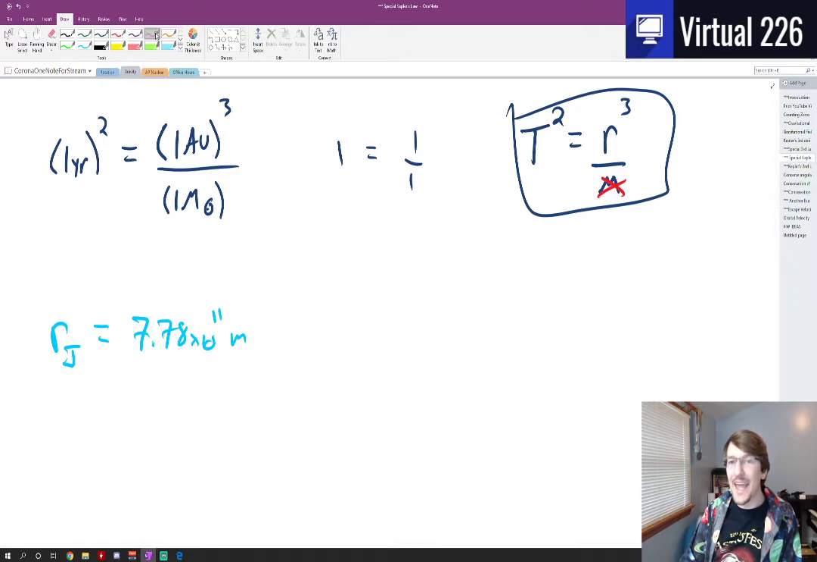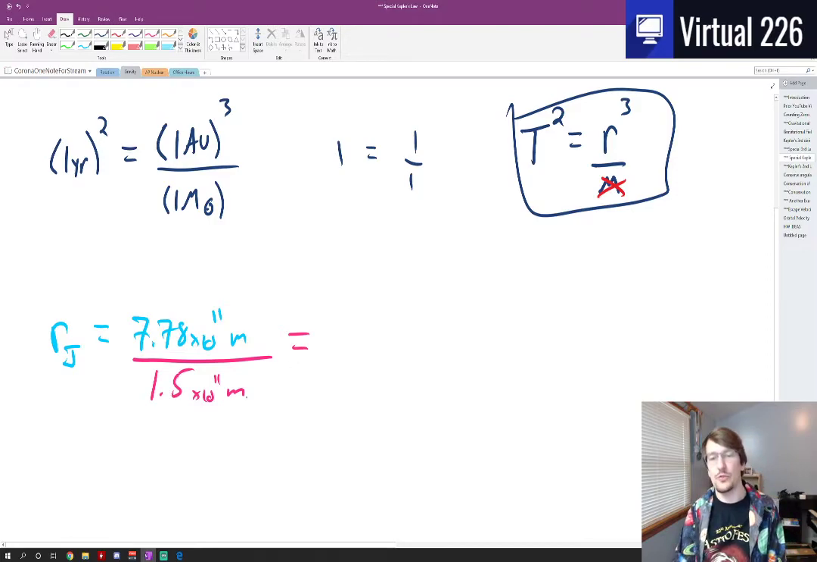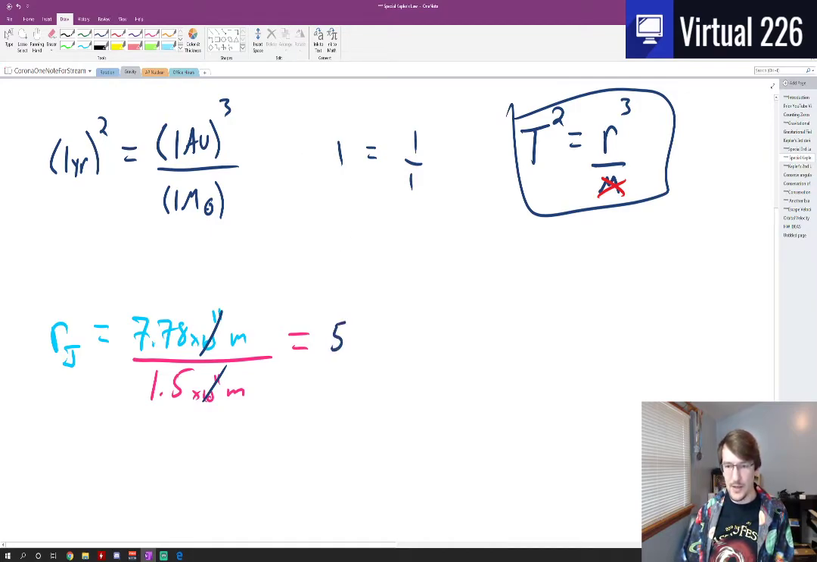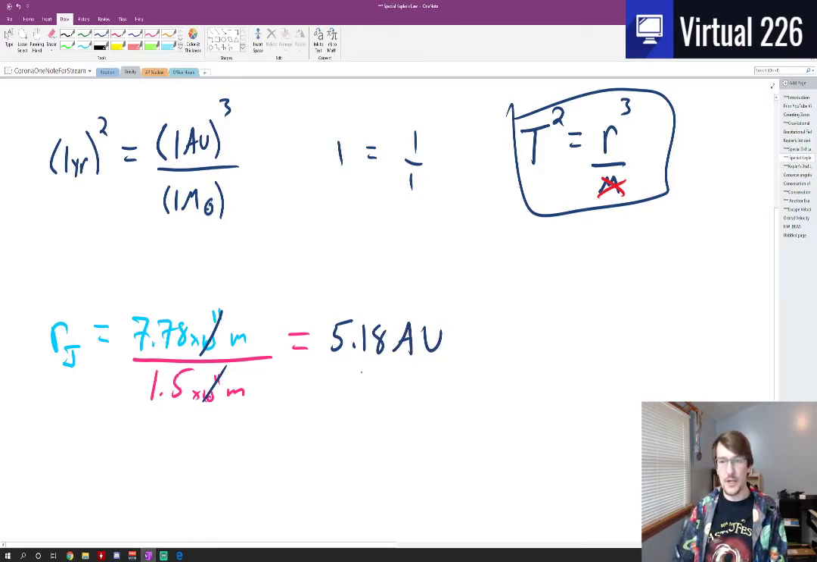If you want this in AUs, well, just divide it by what an astronomical unit is. 1.5 times 10 to the 11th meters. This will put it in AUs. And because these are both times 10 to the 11th, if you've been following the back of the envelope stuff, we can just get rid of those. And we can actually just say 7.78 divided by 1.5. And Jupiter is about 5.18 astronomical units away from the sun.